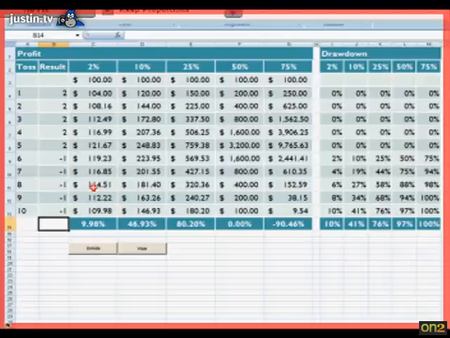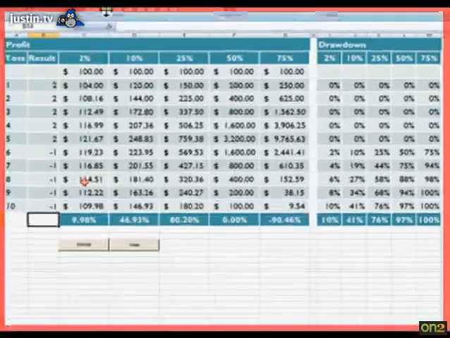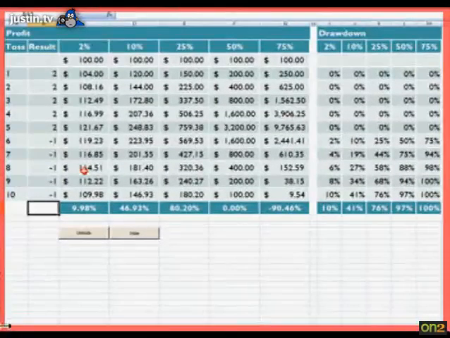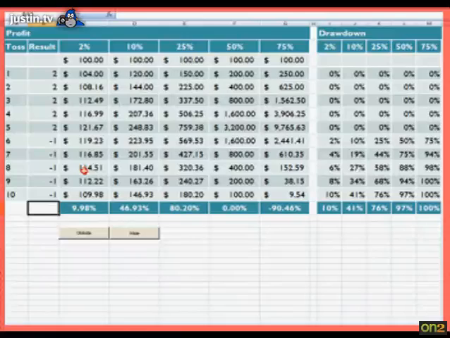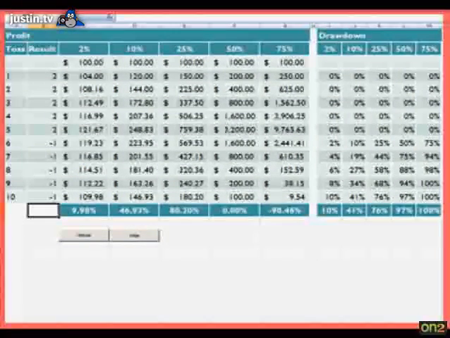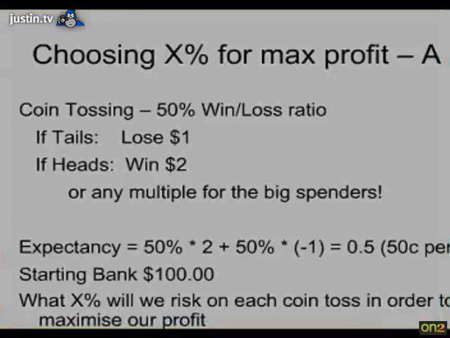Now this is an interesting academic exercise, but we'll turn this into some more practical considerations in just a moment. Now let's just go back to the slideshow.